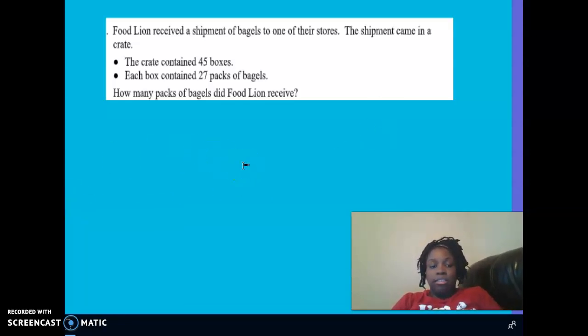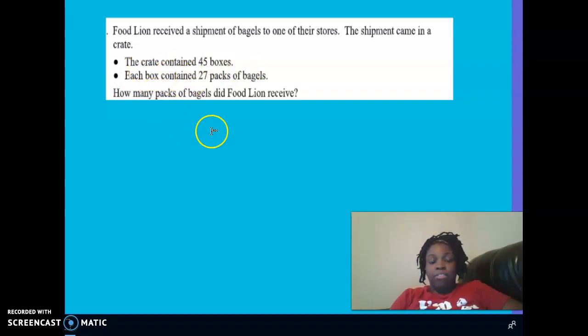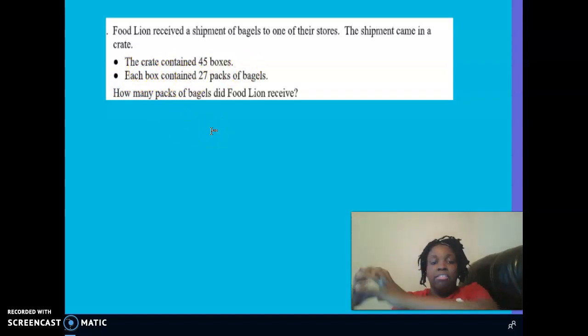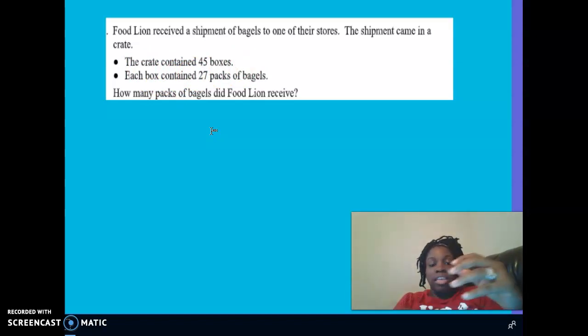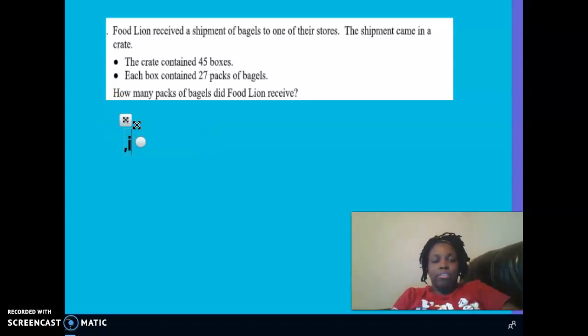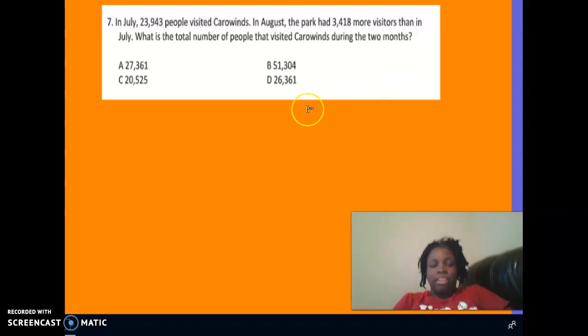So what do you notice here? What stands out that tells you I need to add, subtract, multiply, or divide? Good. You see each box. So each box has something. So I know I'm putting something in each of the boxes. So I know that this is what type of problem? Good, multiplication word problem. So you know that you're multiplying here. This is multiplication. All right, the next one.